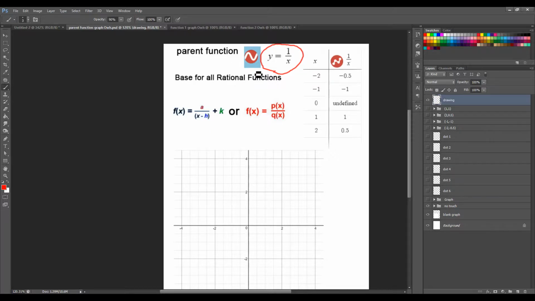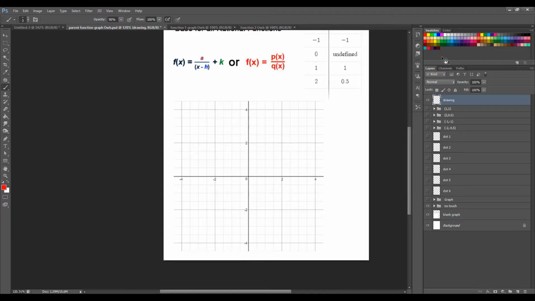Okay, so when plugging certain points into a table, we can find how the function looks. Looking at the parent function and plugging in carefully selected values for the x coordinates, we can get our y coordinates. So -2, -0.5; -1, -1; 0, undefined, we'll explain that later; 1, 1; and 2, 0.5. Okay, so once these points are all plotted out, it'll look like this: 1, 1; 2, 0.5; -1, -1; -2, -0.5.